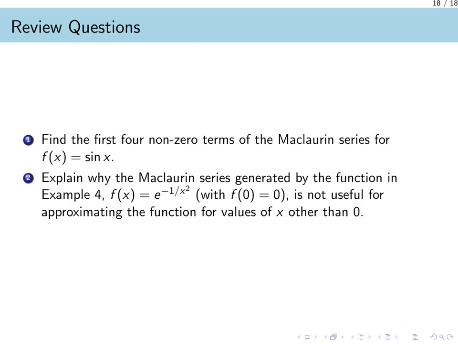Second, a more conceptual question. Explain why the Maclaurin series for the special function from example 4 is not useful for approximating the function away from the origin. Recall that this function was f of x equals e to the power of the quantity -1 over x squared, and all of its derivatives at x equals 0 were 0.